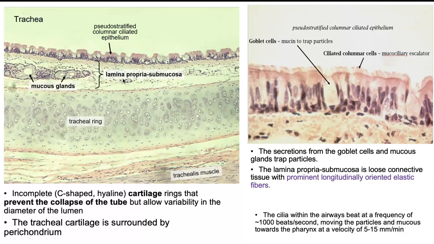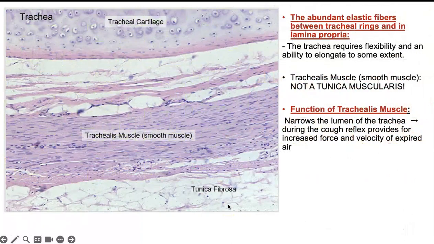Also, you can see it has goblet cells and mucus gland, and this is important for trapping particles, as you know, and it also has elastic fiber. Why does the trachea have elastic fiber? For flexibility.